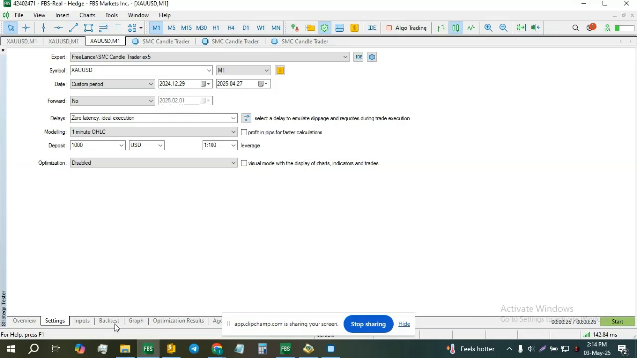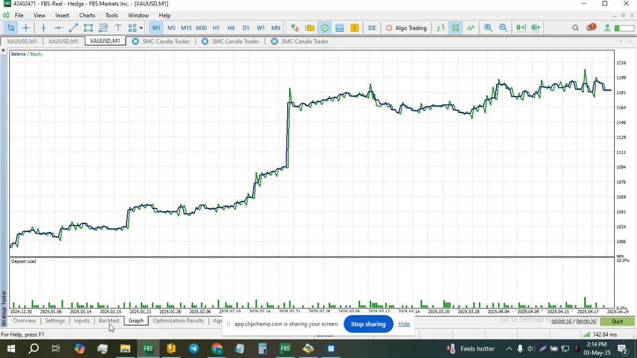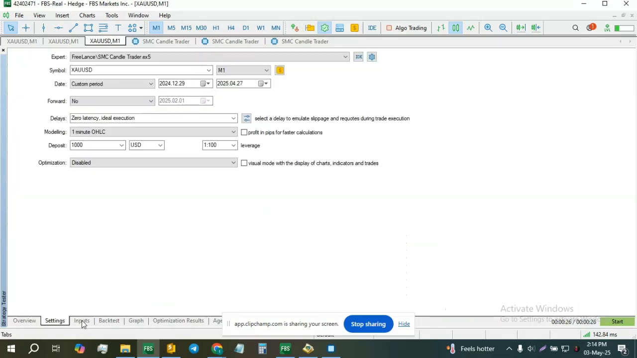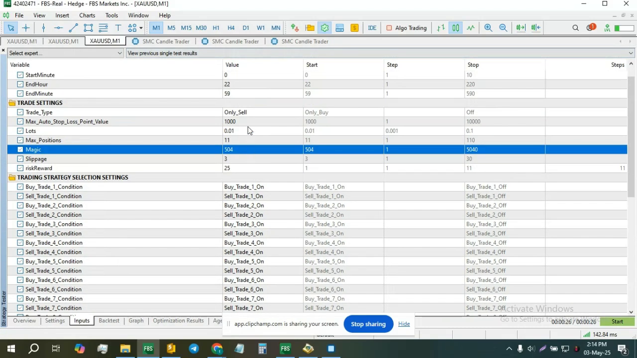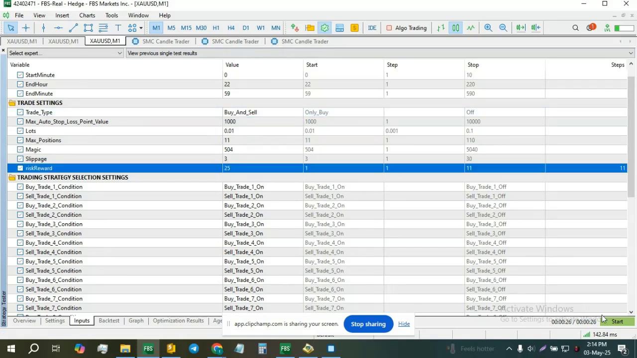On the MetaTrader 5, we have the short trades at 70%. Oh, no long trades executed. Let me run that again. I must have turned them off. Yeah, okay, here it's only sell. So buy and sell. Let me run it again.